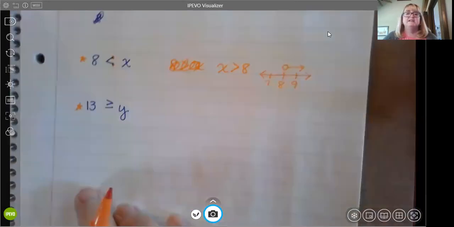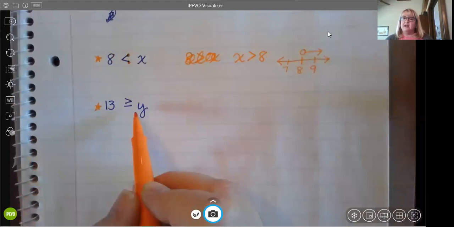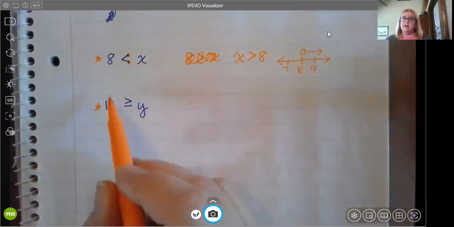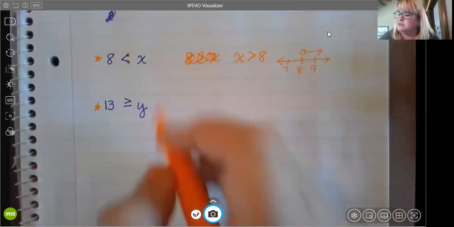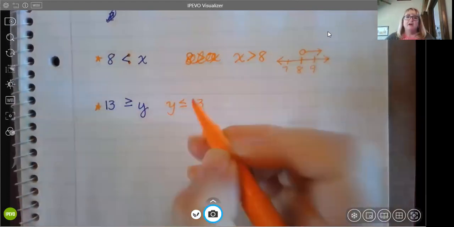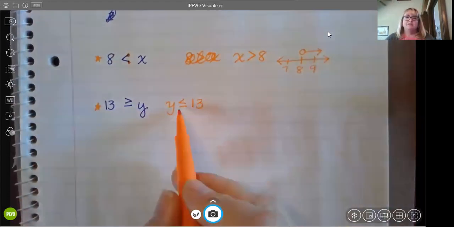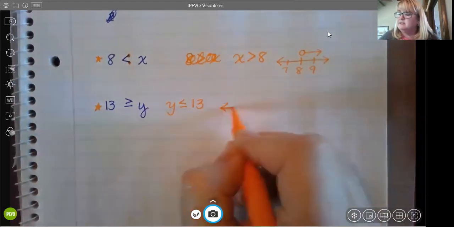All right, again, same thing here. My variable is on the right side. I need to switch it to the left, and I need to switch the 13 to the right, but then I have to switch the sign too. You can't just switch one thing, you have to switch it all. So now I've got y is less than or equal to 13, and then we can graph that.